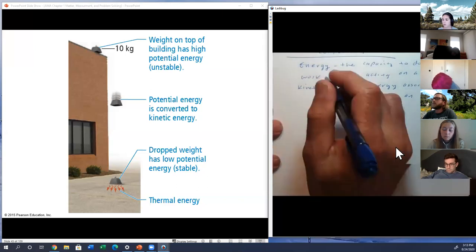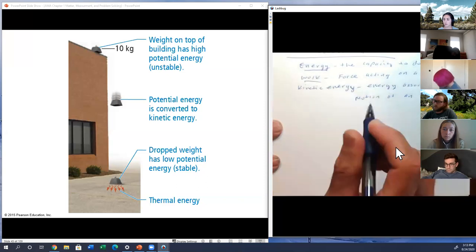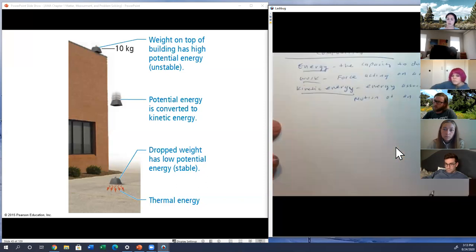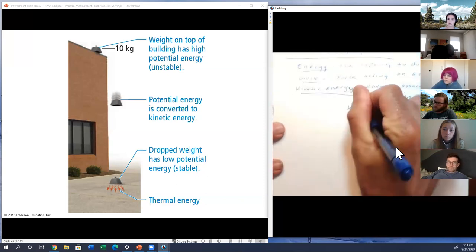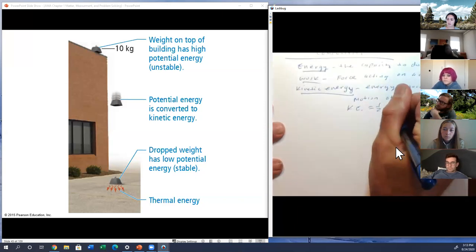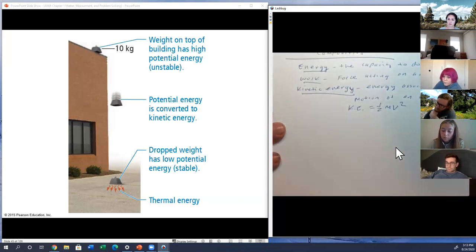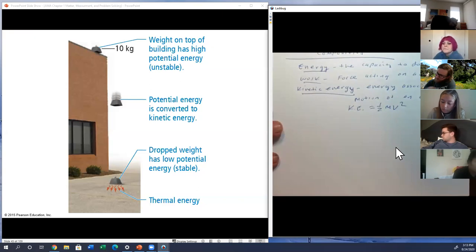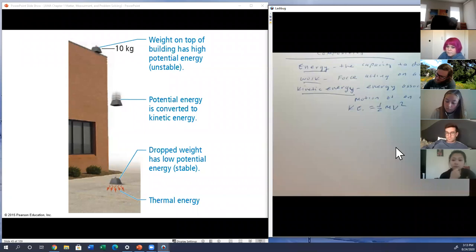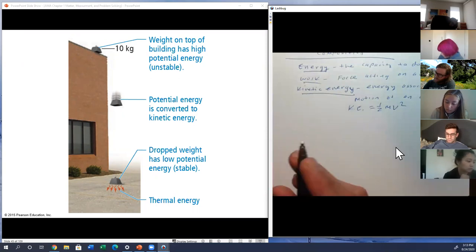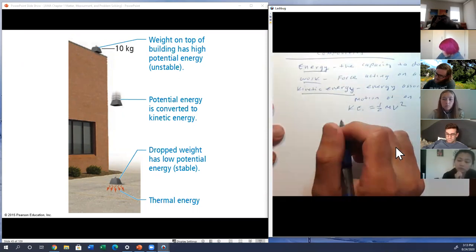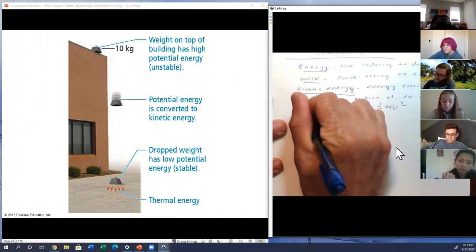All right, so you got energy, capacity to do work; work, force acting at a distance; kinetic energy, energy associated with the motion of an object, right? You may know this equation if you've had physics. Kinetic energy is 1/2 mv squared, right? So the kinetic energy of something is 1/2 its mass times its velocity squared, all right? So if I throw a pen across the room, as the pen moves, it has kinetic energy due to its motion, okay? Other kinds of energy, we can have potential energy.